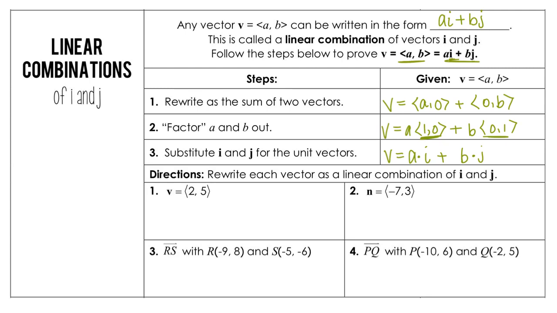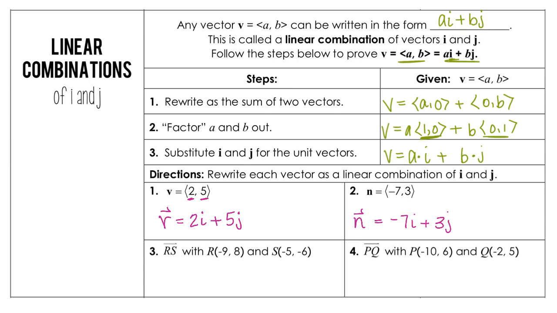So, writing in our linear combination form, notice what we're going to do with number 1. When we separate that out, we can rewrite that to be vector v is 2 times i plus 5 times j. It's the same idea there. And then for our next one in linear combination, vector n can be written as negative 7i plus 3j.